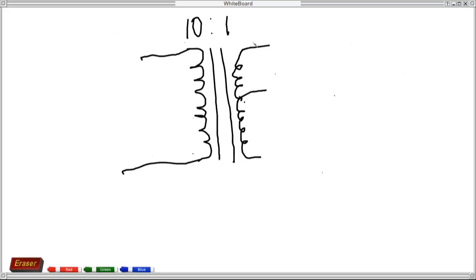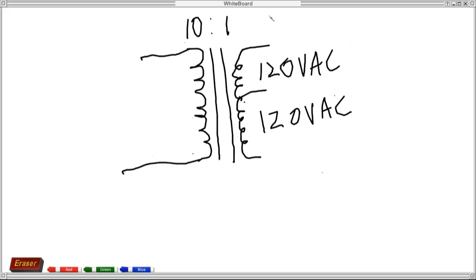And the thing is that each one of these right here is 120 volts AC, and over here is another 120 volts AC. Okay, and that's what you get from each point here, from here to here, 120 volts AC. That means from one ending to the center tap is 120 volts AC, and from the center tap to here is 120 volts AC.